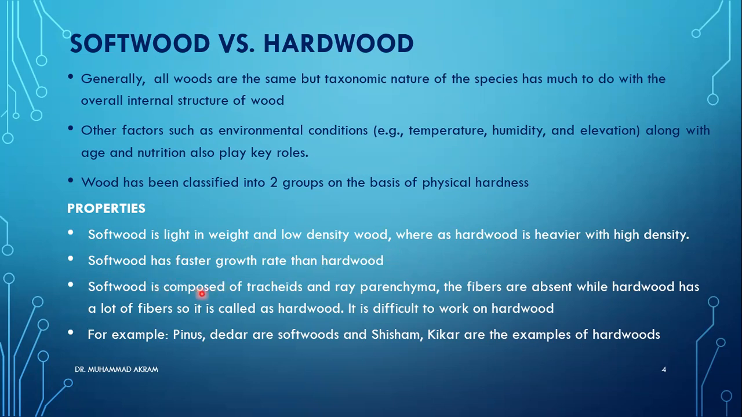Softwood is composed of the tracheids and ray parenchyma, whereas the fibers are absent, while the hardwood has a lot of fibers, so it is called the hardwood. It is difficult to work on the hardwood. For example, pinus wood and deodar are softwoods, and shisham and kikar are examples of the hardwoods.